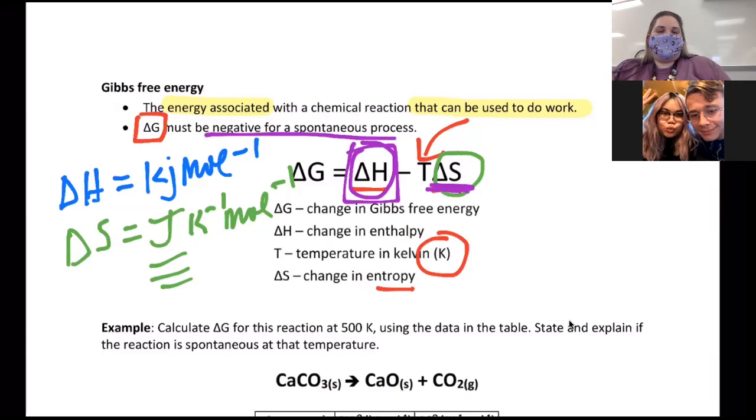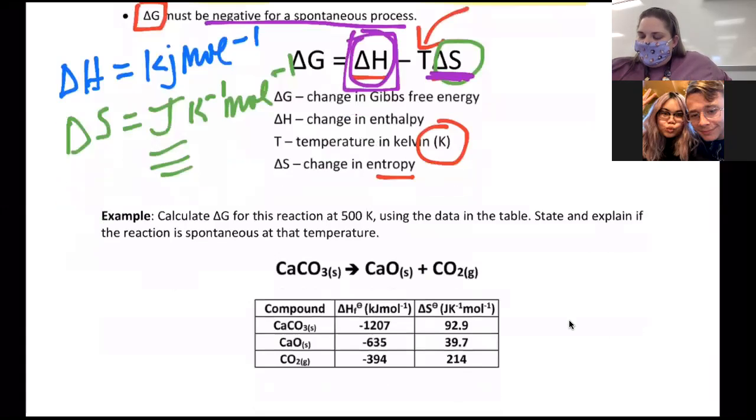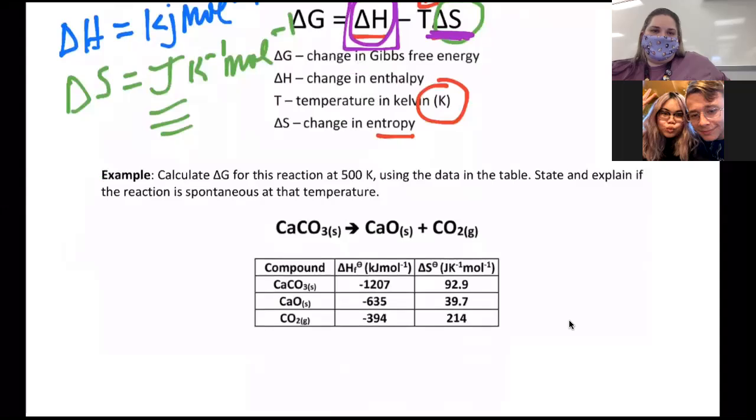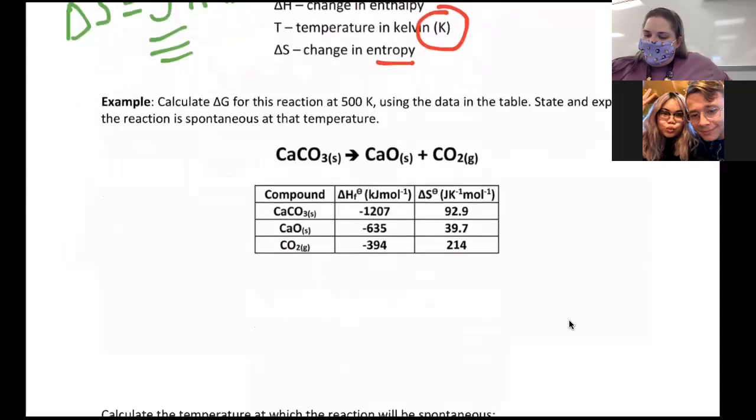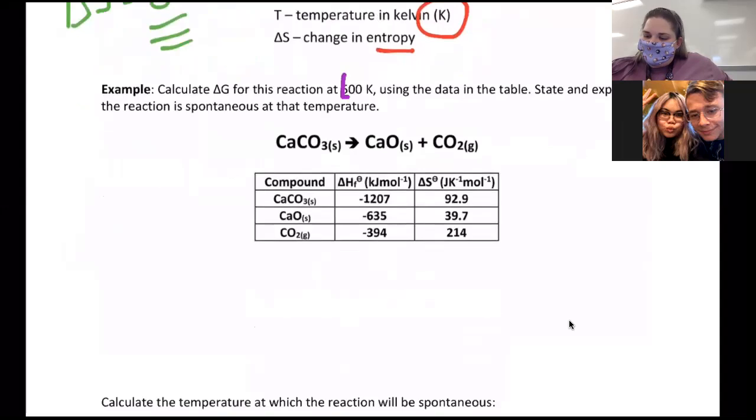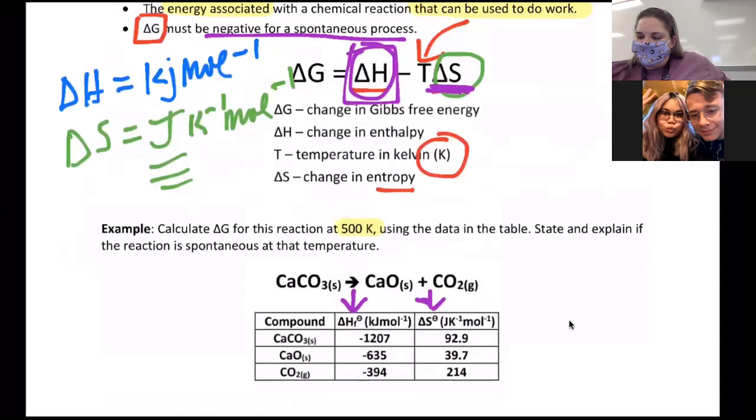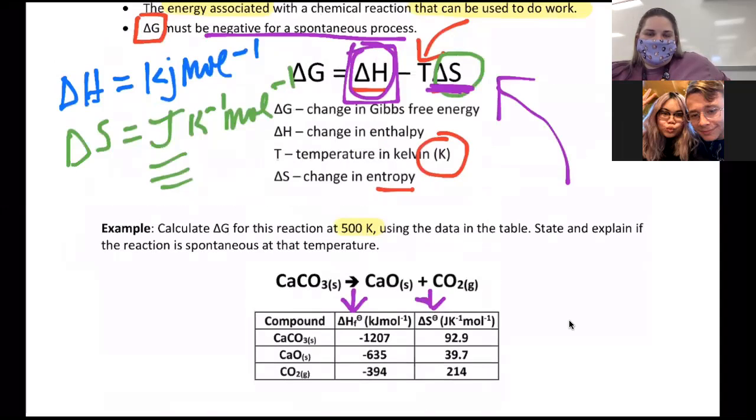Okay, and at the end, we're going to talk about a summary of how all these things fit together and how they affect each other. But let's go ahead and do an example here. So this one says we're calculating delta G, which is that Gibbs free energy, at 500 Kelvin. They've given us the temperature here, and it's already in Kelvin, so we don't need to convert it. The information they give us on the table is enthalpy of formation values and entropy values. Because those are the values they gave me, that tells me that I'm going to be using this equation, with the delta H and the delta S and the temperature.